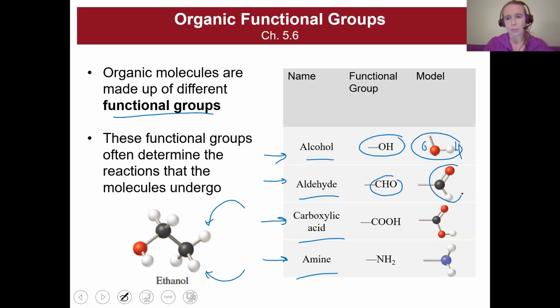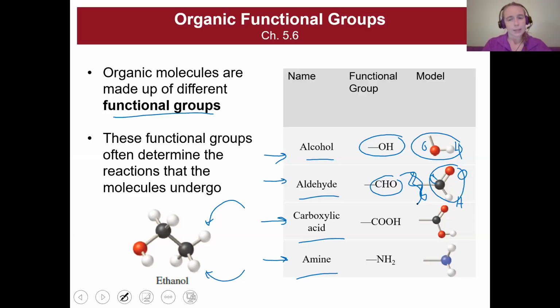So that means there's a carbon double bonded to an oxygen. So carbon is our black or gray ball here, and oxygen is our red, and hydrogen's over here. So we have a carbon that is double bonded to an oxygen and single bonded to a hydrogen at the end of the molecule. So there could be like a bunch of other stuff over here. But at the end of the molecule, we have this carbon double bonded to an oxygen, single bonded to a hydrogen. That makes it an aldehyde.